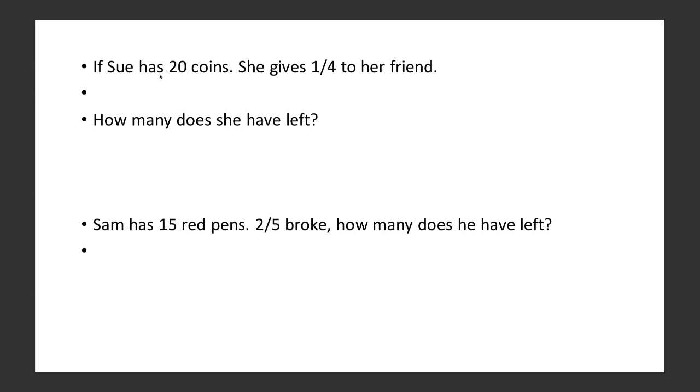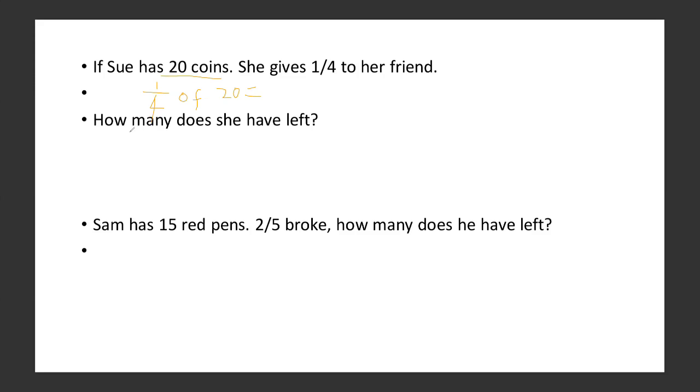Okay, if Sue has 20 coins, she gives a quarter to her friend. So we got 20 and we got a quarter. We could write it like a quarter of 20. Because we write our numbers first, sometimes we do it the other way, but it's the same method. So how many does she have left? She gave a quarter to her friend, and we want to know how many she has left.